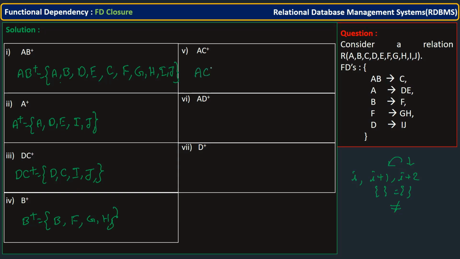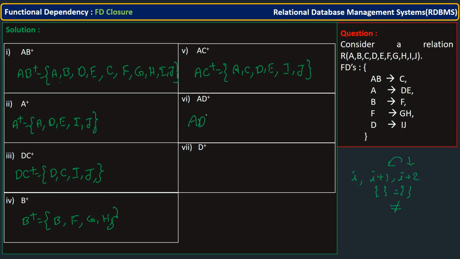Anyhow, I will write down, but you please try on your own. See, I am writing. A is deriving DE. A is deriving DE. And D is deriving IJ. Okay. Anything else? AB is not there. A is already added. B is not there. F is not there. D part is already added. So that is the AC closure.